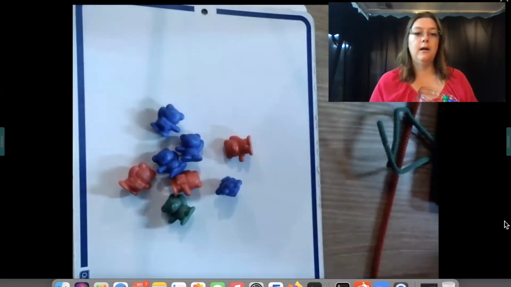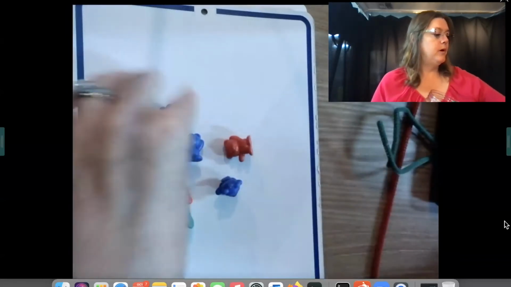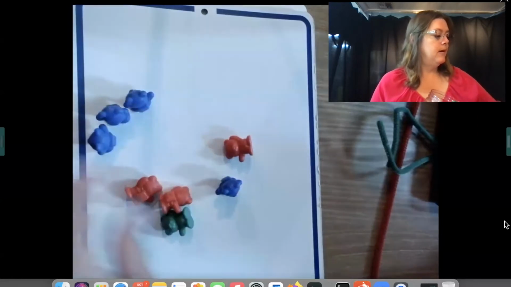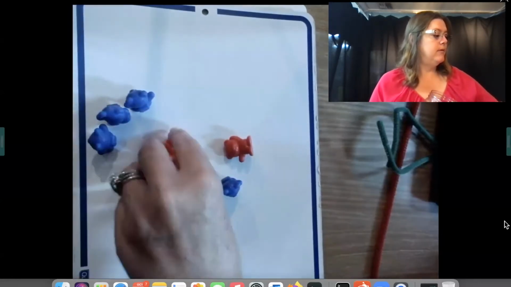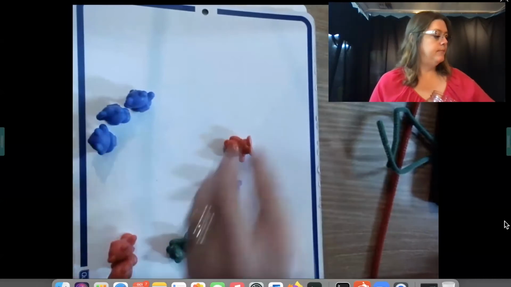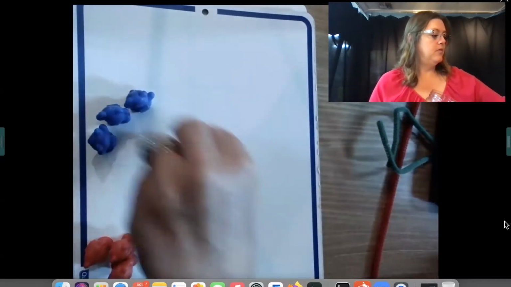Now, some other information that we want them to be able to do is to sort. So I suggest getting buttons. Let them sort by color, let them sort by shape or size. And so they can start sorting. This would be one where they could sort by color. And so they would put all the blue together. And they would put all of the red together. We'll move the blue over.